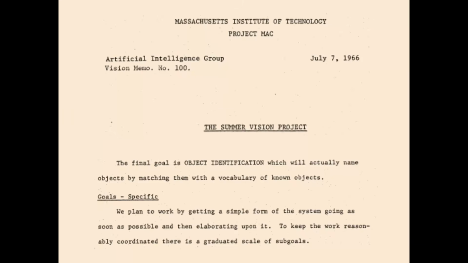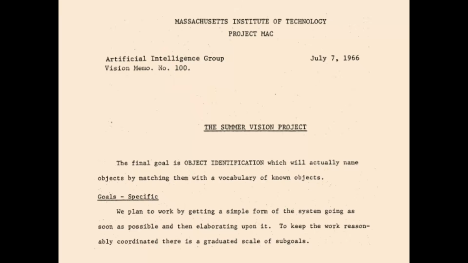This was a memo issued by the artificial intelligence group here at MIT a long time ago. The proposal was to solve the problem of vision in one summer in 1966. It's called the Summer Vision Project, and it was assigned to a student. It says the final goal is object identification, which will name objects by matching them with a vocabulary of known objects. Of course, this was a long time ago, and only very recently have we had machine vision systems that can do anything close to this. It's very easy for humans, and people didn't initially understand the complexity of the problem.